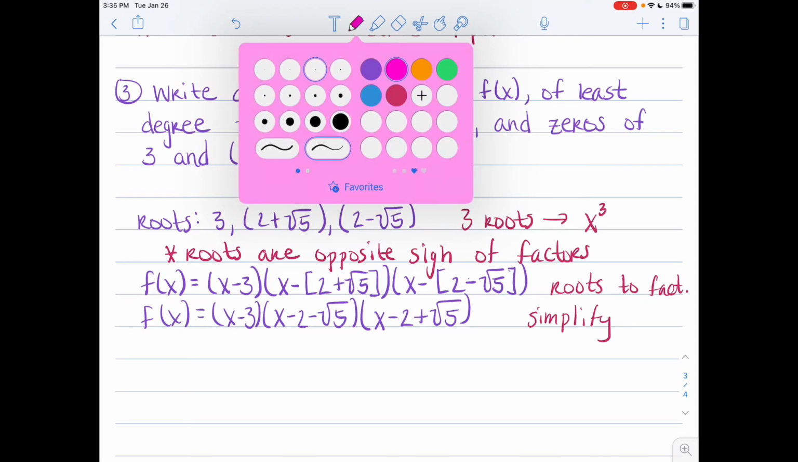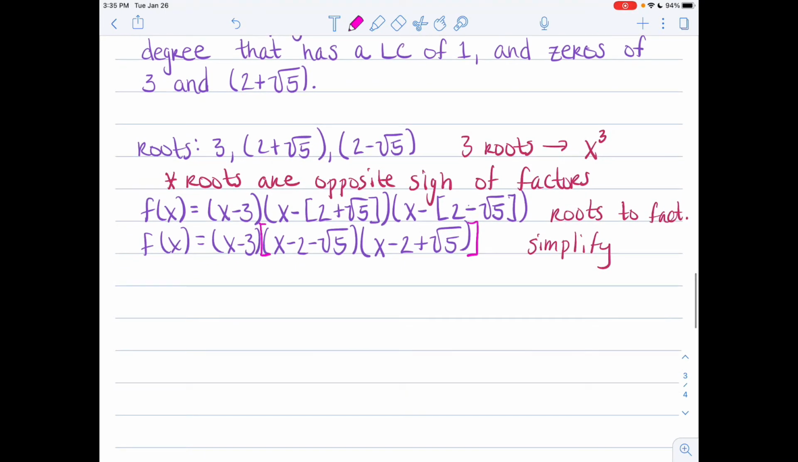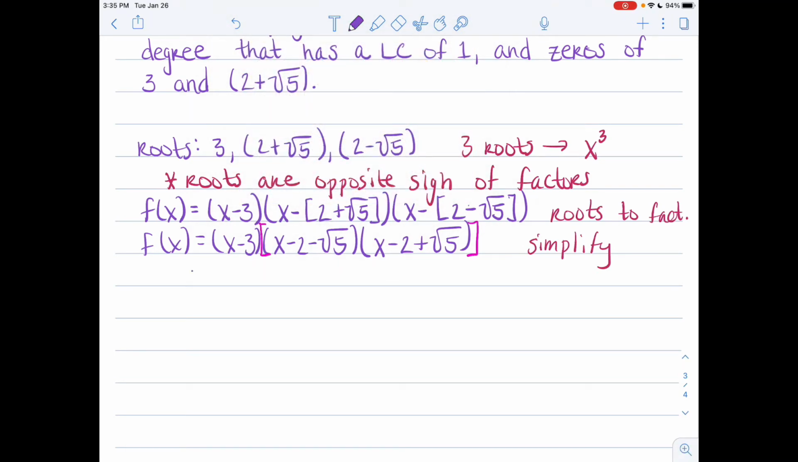And I'm going to go ahead and take care of these ugly ones, the ones that have the square root of 5 in them first. And you'll see why once we do it. It's not going to end up as ugly as you might think. All right, so let's say x minus 3. That's just going to come along for the ride now.